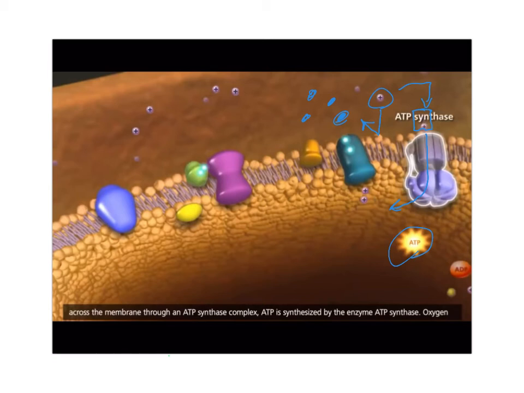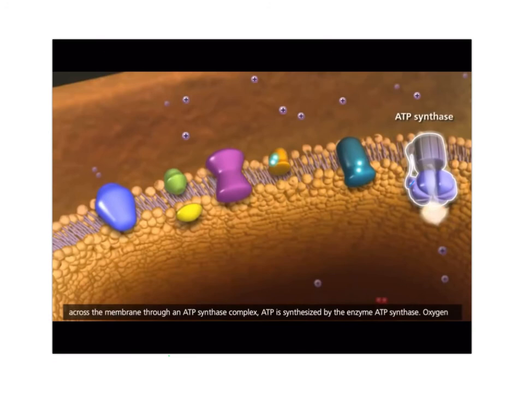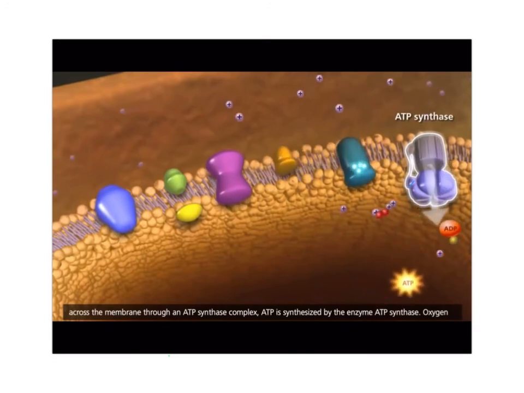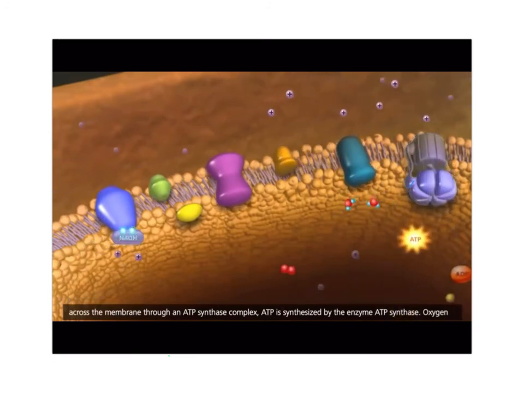Okay, now the next question is, well, if you have all these hydrogens going over here, right, don't you just ruin the concentration gradient and then eventually this thing won't work? ATP synthase complex, ATP is synthesized by the enzyme ATP synthase.